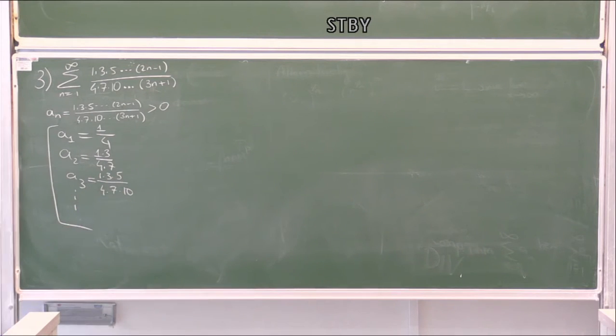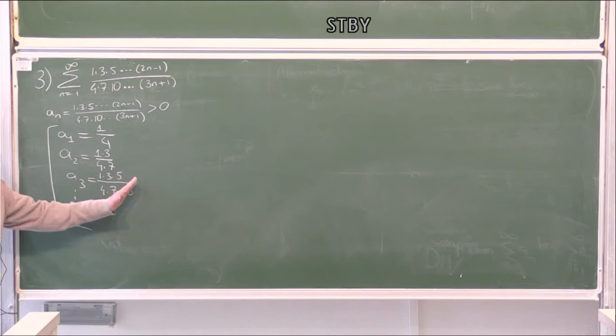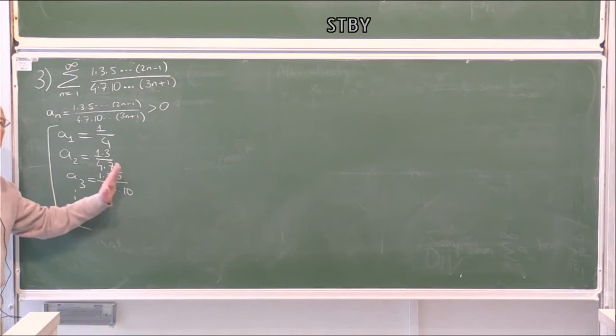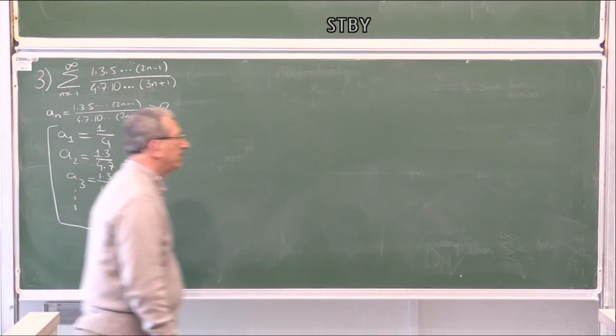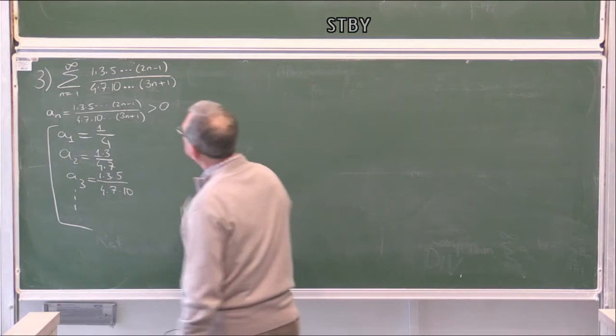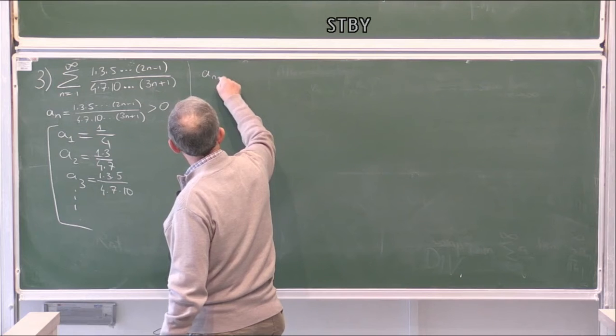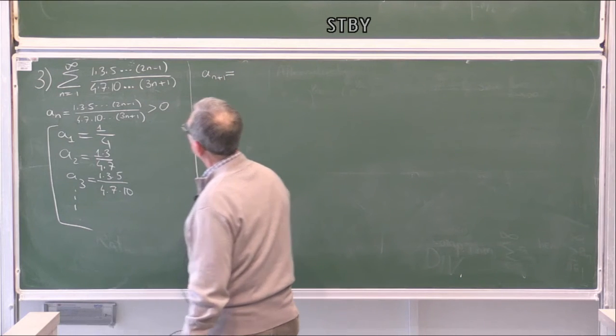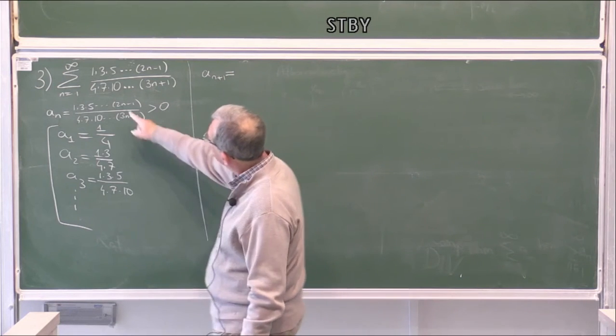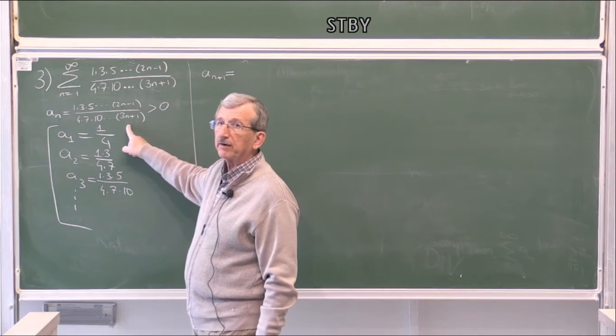So the meaning of such a product form means exactly this, and it tells you where to stop. So n tells you where to stop. Now, because of this, a_{n+1} would be, you put n plus 1 instead of n.